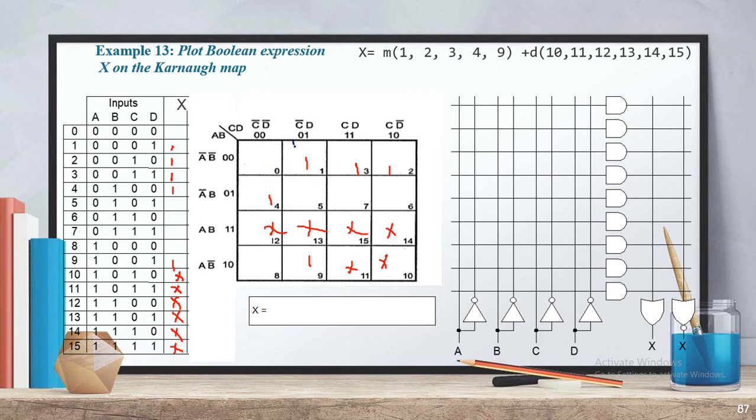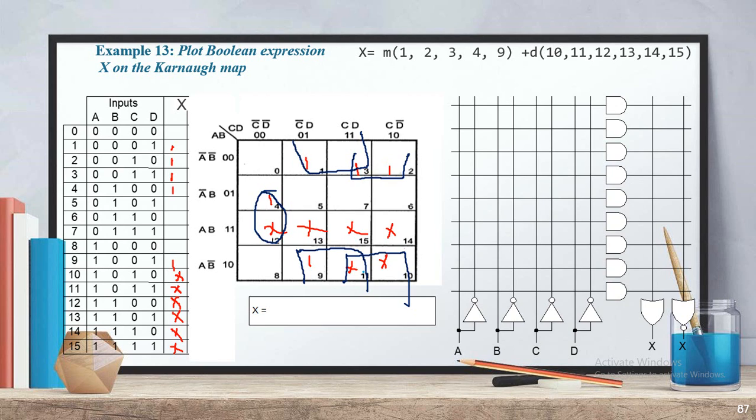We can do grouping of 1 and 3, and grouping of 9 and 11, then grouping of 4 and 12, and grouping of 3, 1 and 11, 10. These are the groupings possible here. When you are doing grouping, remember that we cannot do a grouping like 9, 11, 13, 15. Why? Because 9 and 11 are already present in one group.